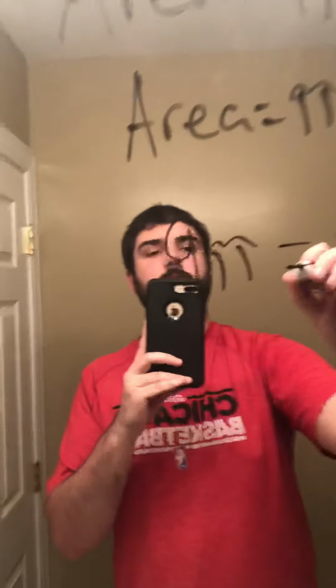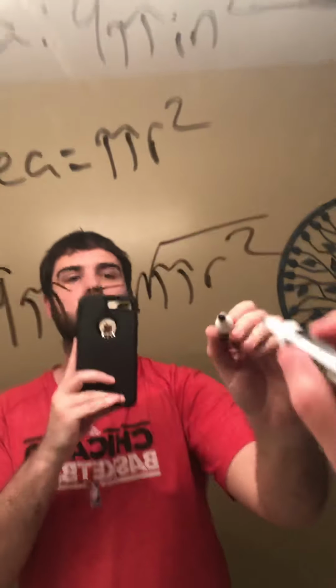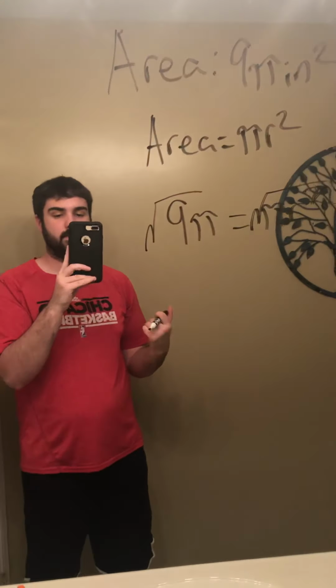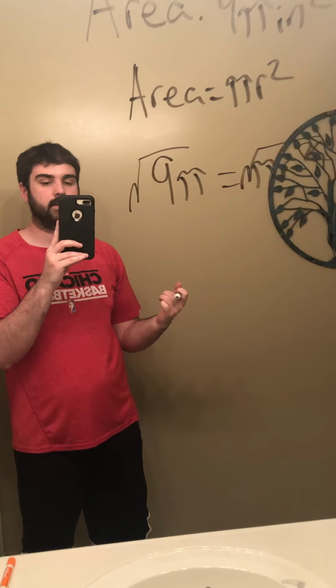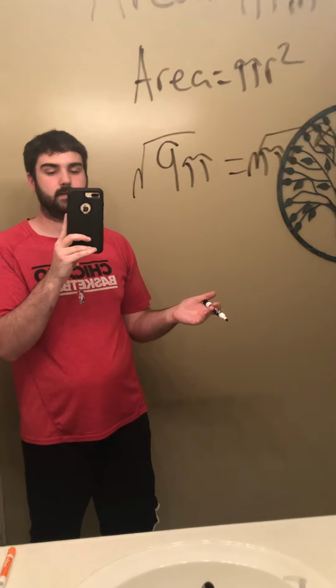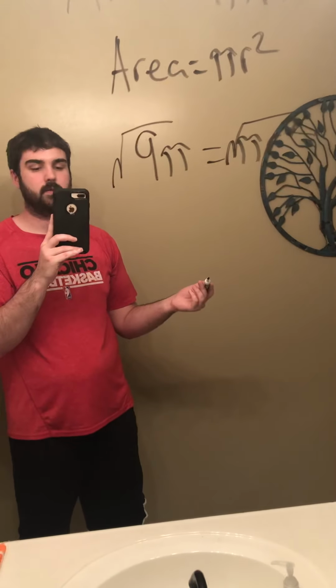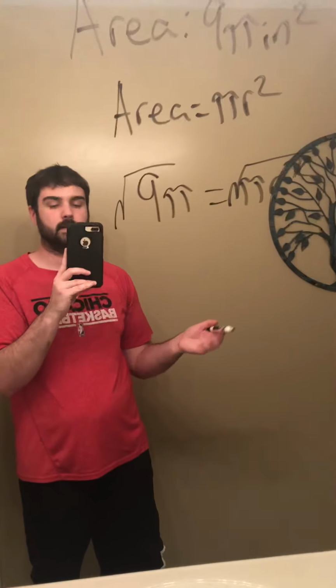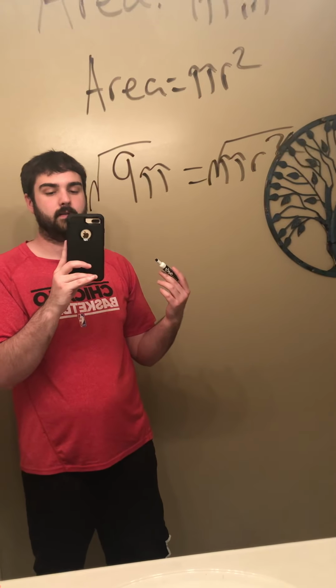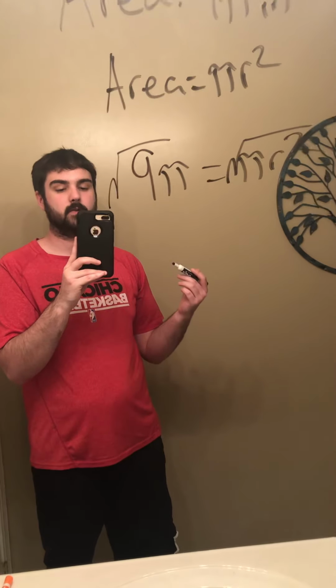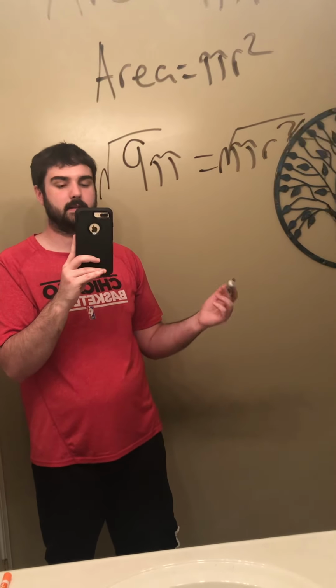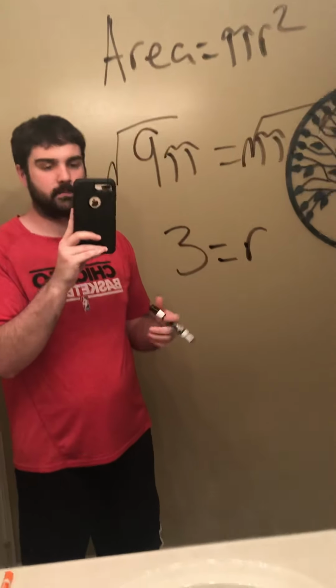If you find the square root of this here, that cancels out. And then what is the square root of 9? Well, something squared will equal 9. Like 1 squared equals 1, so that's not true. 2 squared is 2 times 2, that equals 4. That is not true. But the square root of 9 is actually 3, because if you square 3, you get 9, because 3 times 3 is 9. So that means 3 would be your radius.